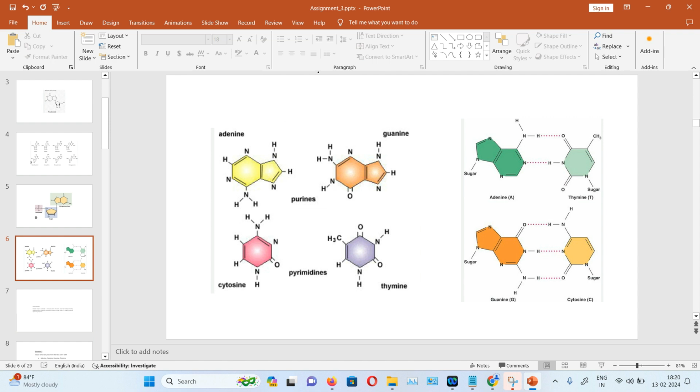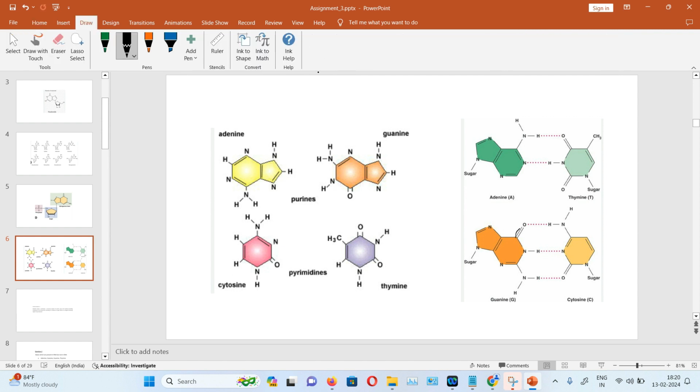These are the different nitrogen bases present. One is adenine, and this is guanine. Another is cytosine, another is thymine. And you can see that adenine can form two hydrogen bonds with the nitrogen base called thymine. In a similar way, guanine can form a triple hydrogen bond with the other molecule, cytosine.